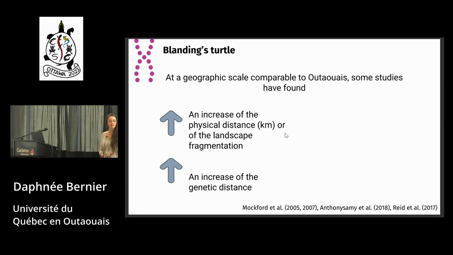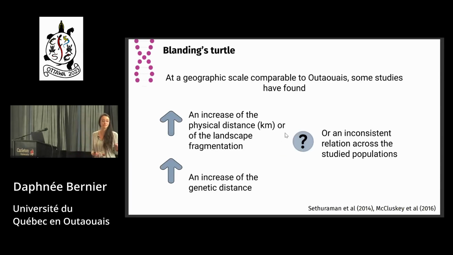On a geographic scale comparable to Outaouais, some studies have found that an increase of physical distance or of the landscape fragmentation is correlated to an increase of the genetic distance. But some other studies have found inconsistent relations across the population.